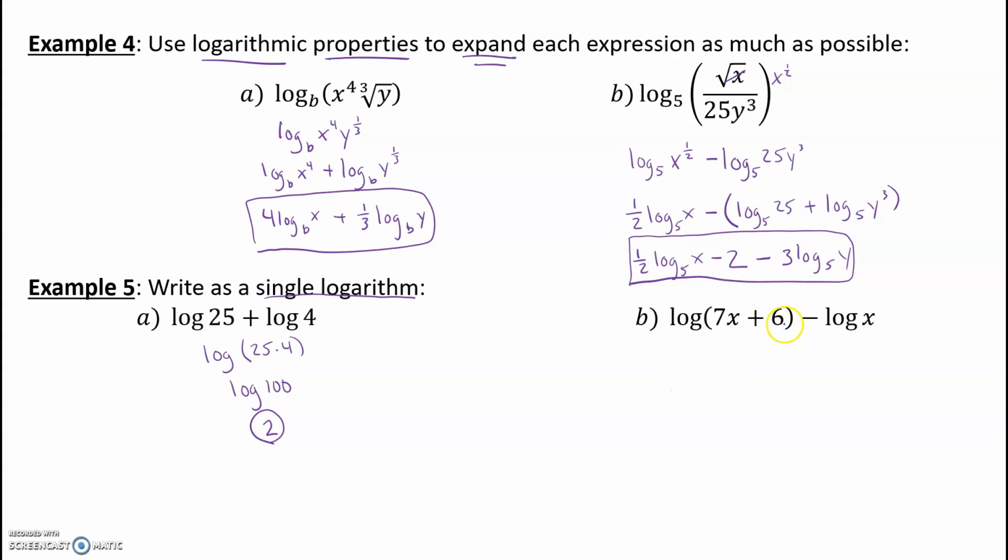Here again, both base 10, but I see subtraction. So I'm going to join it back together with division. So log base 10 of 7x plus 6 divided by x. And it could be in parentheses or not. Either way is okay. That one didn't really help me simplify, but it did condense.